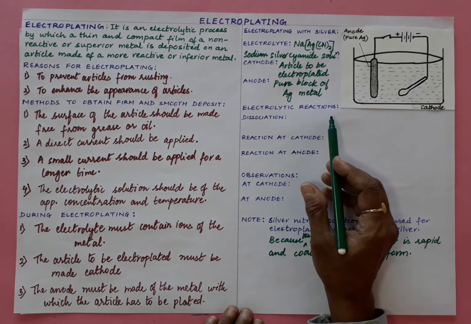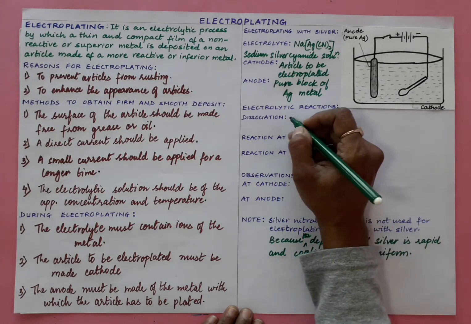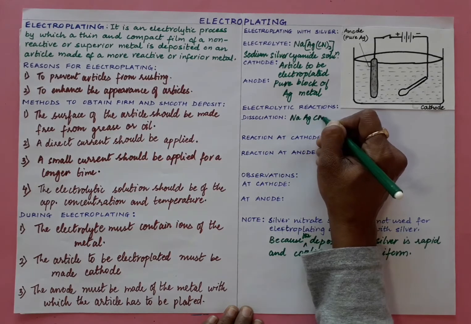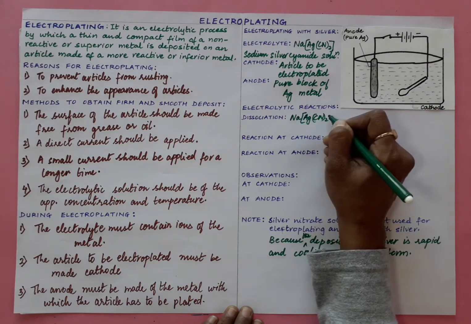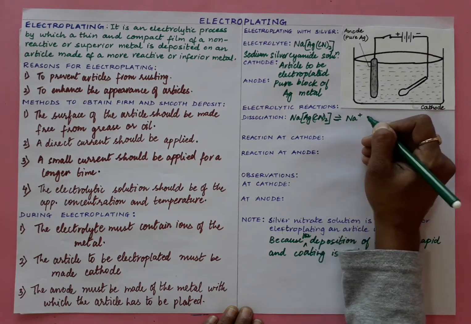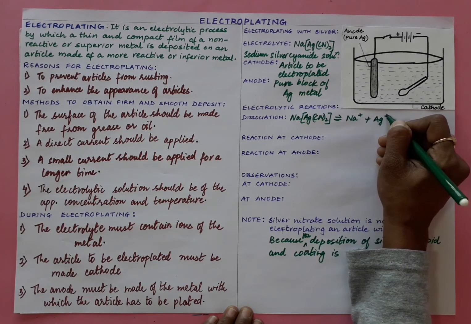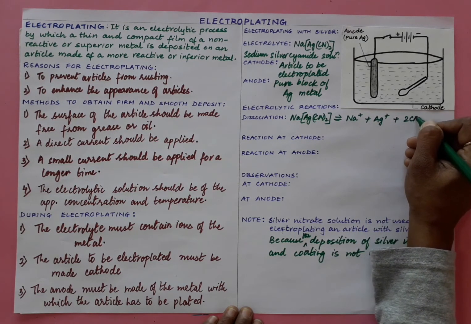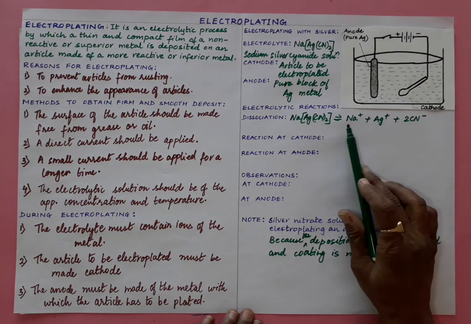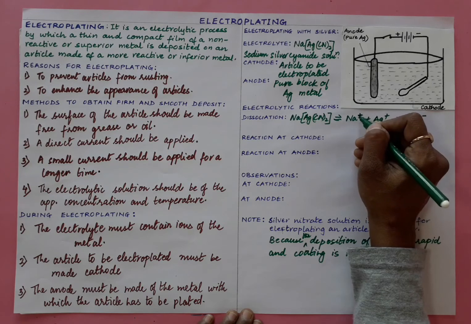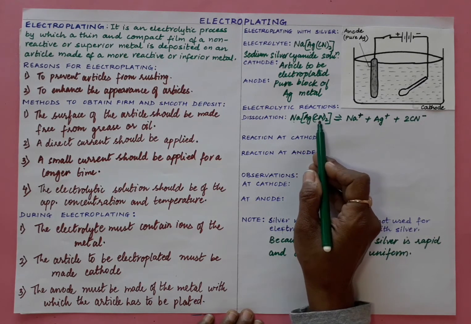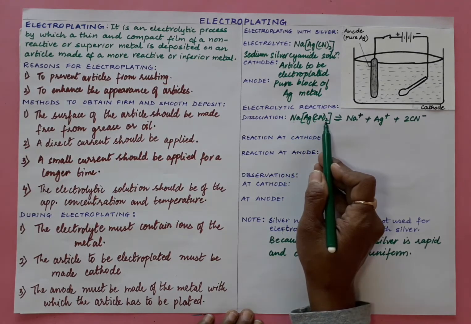Now the electrolytic reaction. In this we have taken sodium silver cyanide solution. So let us see how it dissociates. Here we get Na plus, Ag plus, and two cyanide ions, 2 CN minus. So here Ag is 1 plus and there are 2 cyanide ions, and this is the reason we write the formula in this manner, Na and Ag, CN is 2. Why 2? Because this is 1 plus, so 2 over here.